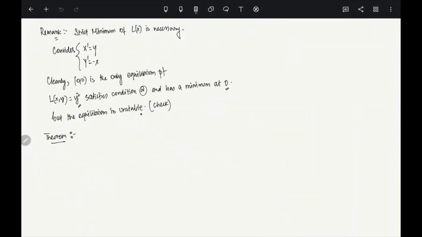Now, what happens if it is strict? If it is strictly decreasing, then we say in that case L is a strict Lyapunov function. Maybe I can write it here. We say L is a strict Lyapunov function if all conditions of a Lyapunov function hold except condition A, so one has to change the following.